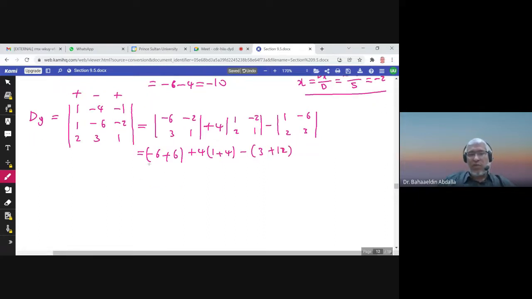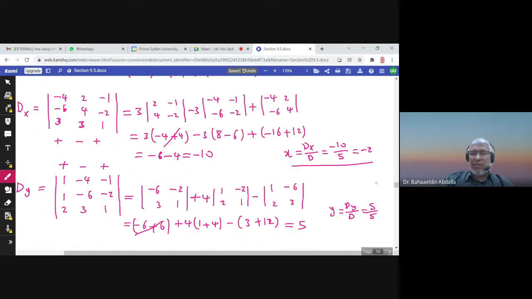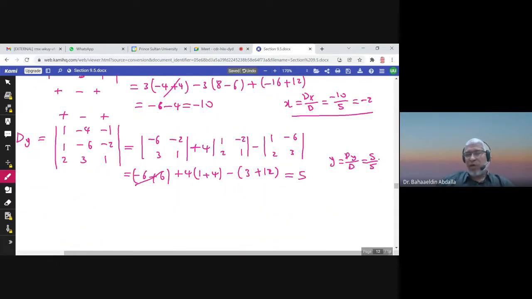So this is 0. This is 5. 4 times 5 is 20. And here 12 plus 3 is 15. 20 minus 15 is just 5. So what would be y? y is dy over d. dy is 5 and d is 5. So y is 1.